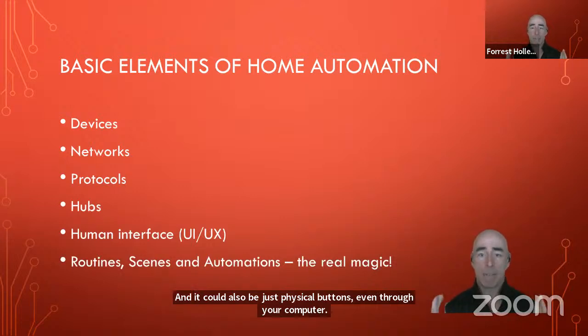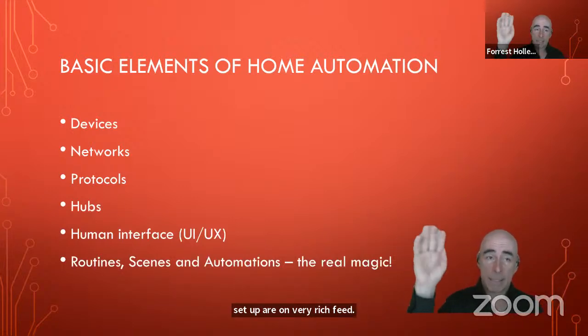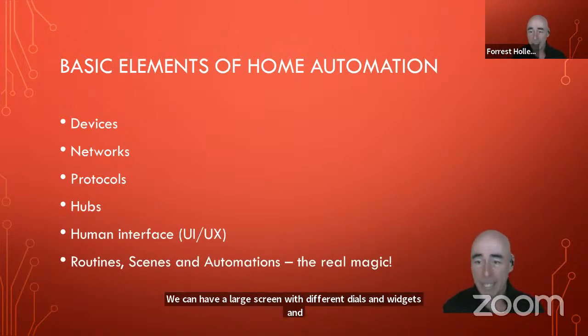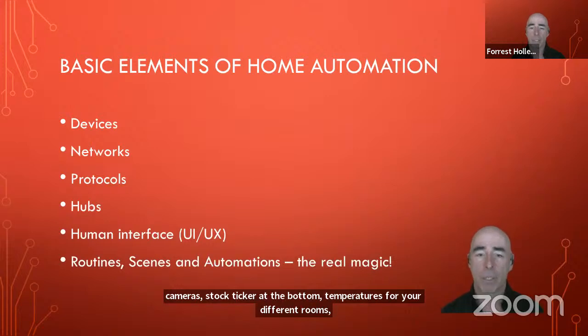And some of the smart homes that we've set up are very, very rich. We can have a large screen with different dials and widgets and gadgets telling you all kinds of information. It could be a number of video feeds for your cameras. It could be a stock ticker at the bottom. It could be temperatures for your different rooms. So there's lots of things you can do in the human interface for the smart home.